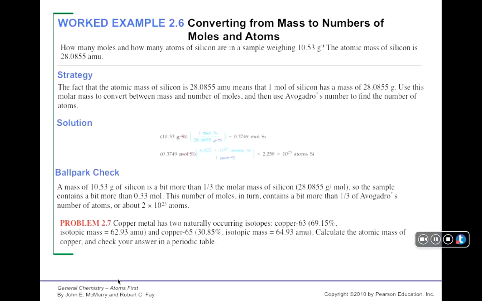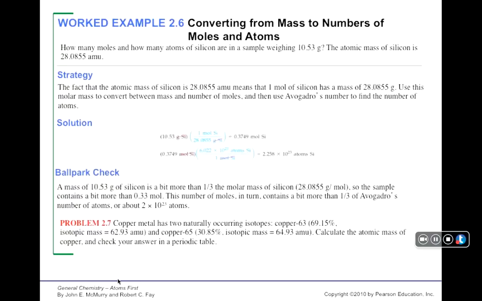So here's an example. How many moles and how many atoms of silicon are in a sample weighing 10.53 grams? And they're giving you the atomic mass of silicon, and you could have looked this up on the table as well. So get used to not having that second piece and just looking that up. So we know that it's 28.0855 grams per mole. Again, if you think in those units, it makes it more helpful, I think, to do these types of calculations. So that tells us that a mole of silicon has a mass of 28.0855 grams. They give us 10.53 grams.